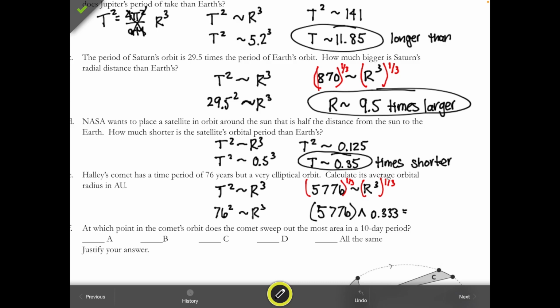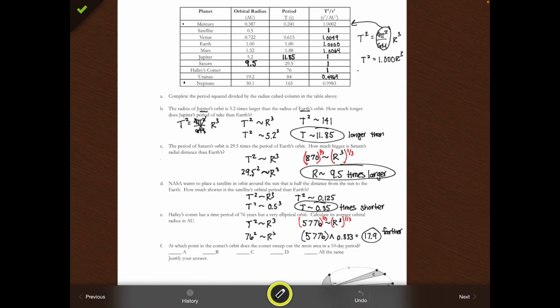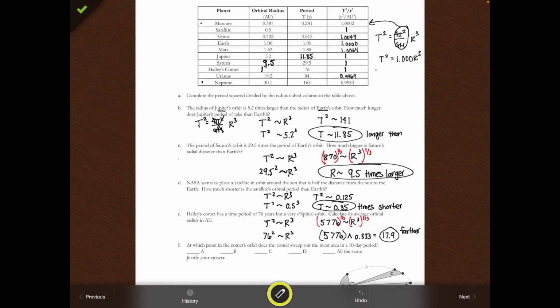The average orbital radius then is 17.9 times more distant than Earth. So 17.9 times farther. And let's just see if our chart looks consistent. Halley's Comet takes less time than Uranus or Neptune, so it should be at a shorter distance. The satellite is closer than Earth, so it should take less than a year. That tracks.